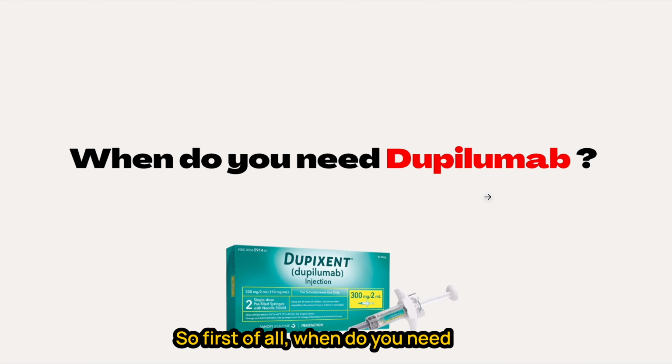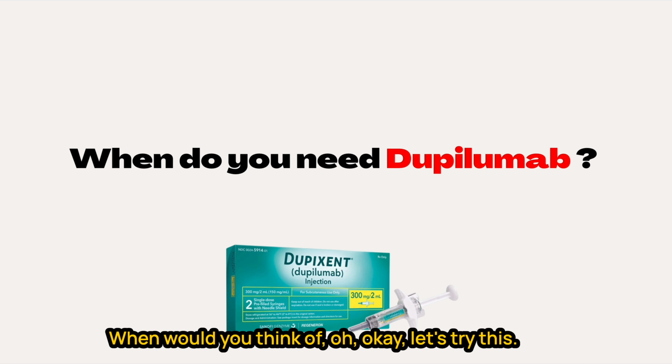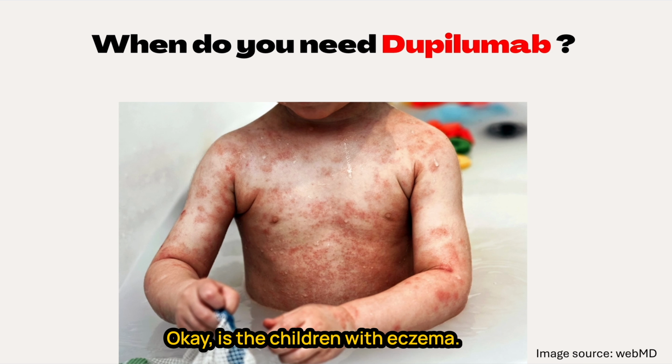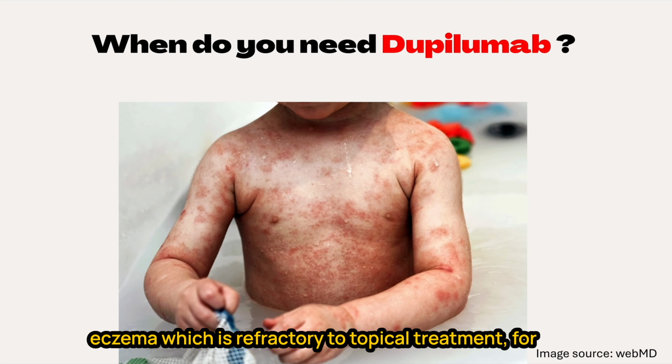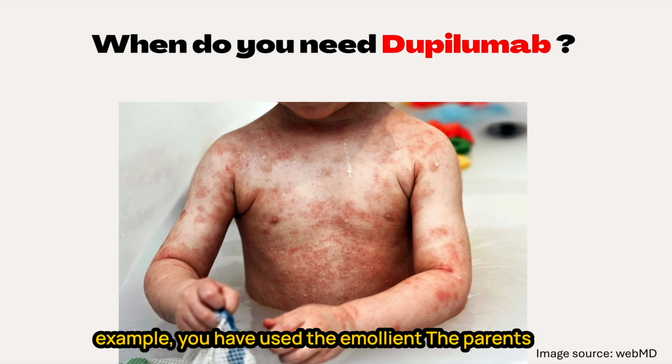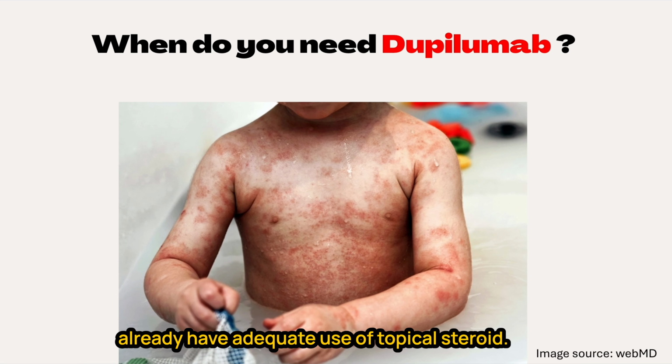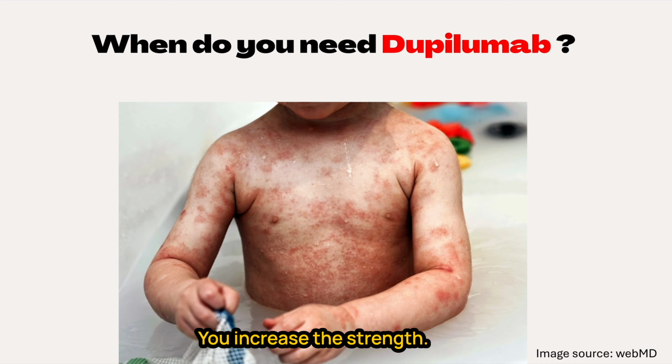So first of all, when do you need Dupilumab as a pediatrician? When would you think of, okay, let's try this? It is for children with eczema, but I'm not saying those with mild eczema. What I'm saying is those with moderate to severe eczema which is refractory to topical treatment. For example, you have used emollients, the parents already have adequate use of topical steroid, and even if you increase the strength, it doesn't work. You need to think of Dupilumab. It is a new drug, a good drug for helping these children.